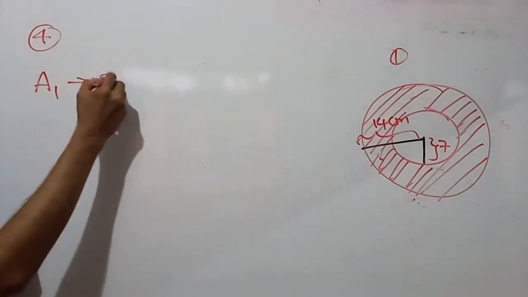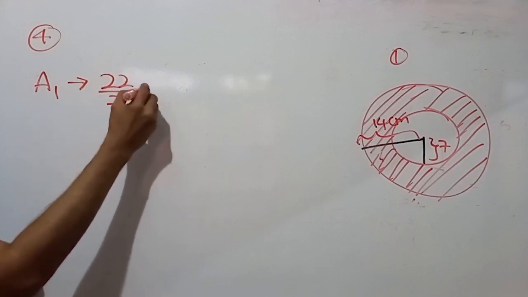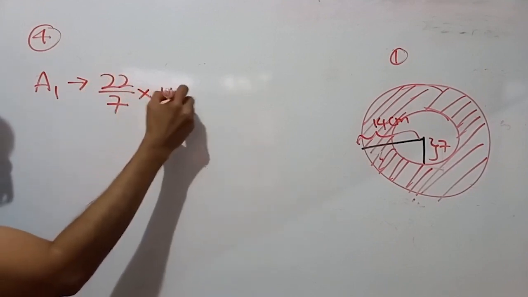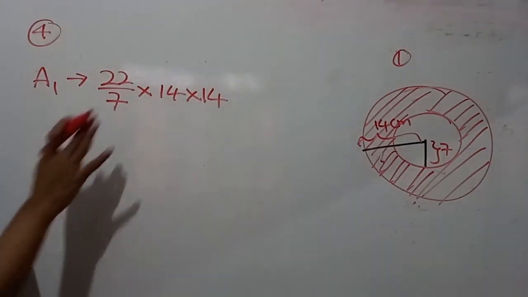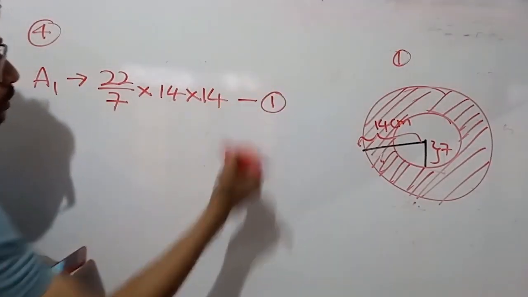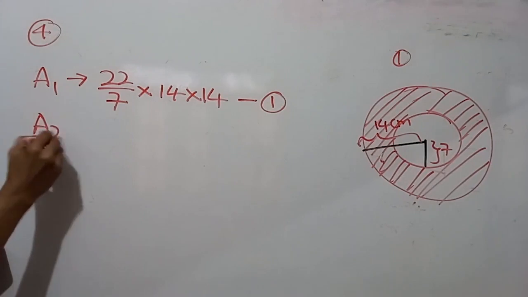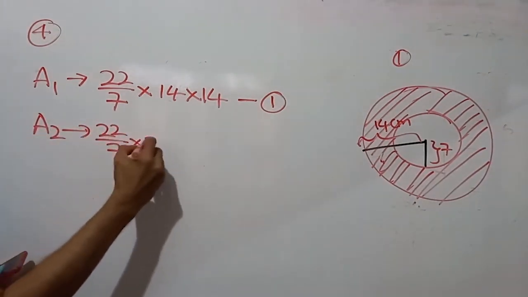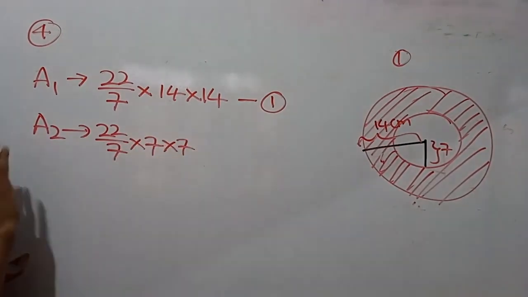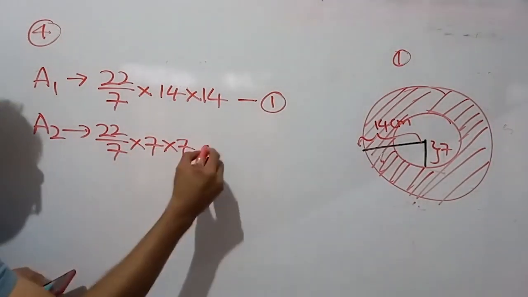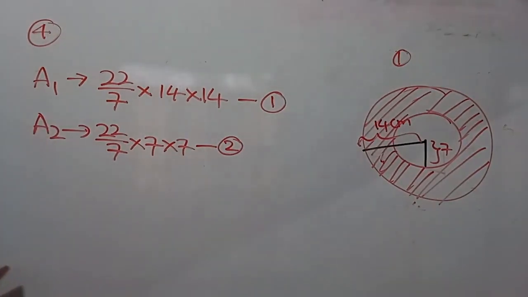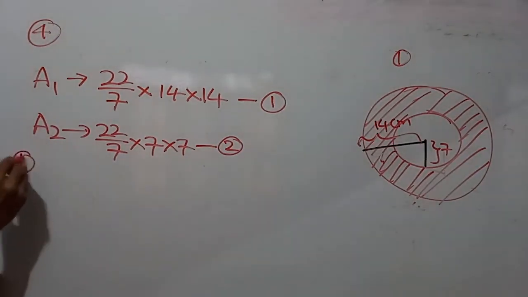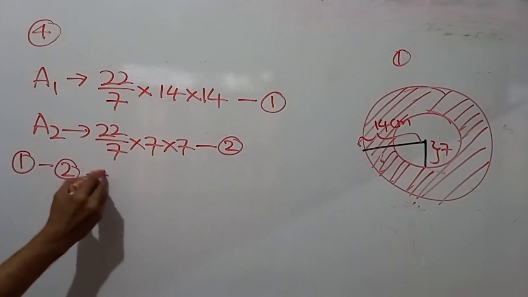So 22 by 7, the radius is 14 now, so 14 times 14. අපි මේක මෙහෙම තියාගමු. This will be what? Then area of the smaller circle, 22 by 7, 7 times 7. මොනවද සුළු කරන්න යන්නේ නැහැ. This is 2. දැන් මොකද කරන්නේ? 1 minus 2. ඕකනේ වෙන්න ඕන.